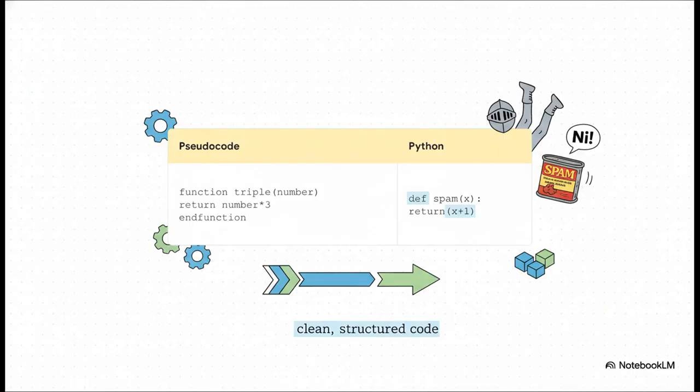So let's see how this looks in the real world. On the left, you've got the pseudocode for that triple function, and on the right, that's a real Python function. The key things to spot here are the def keyword, which means we're defining a function, and the return keyword, which is what sends the value back. And yeah, the example's called spam. That's a classic little nod to Monty Python for you.